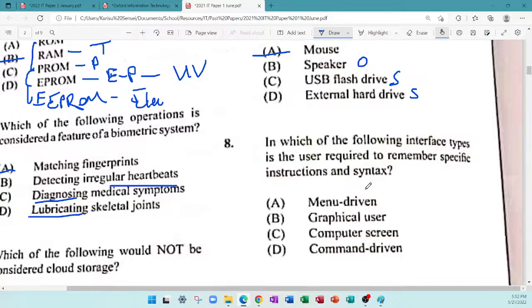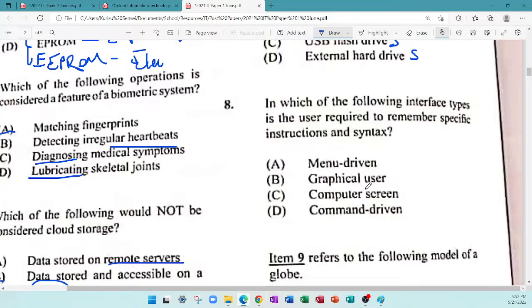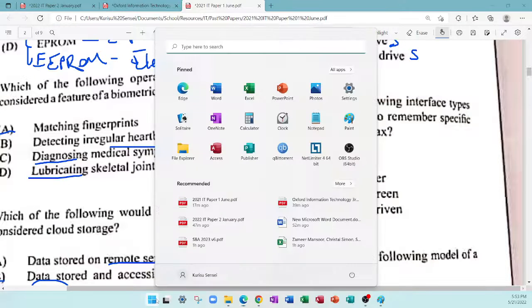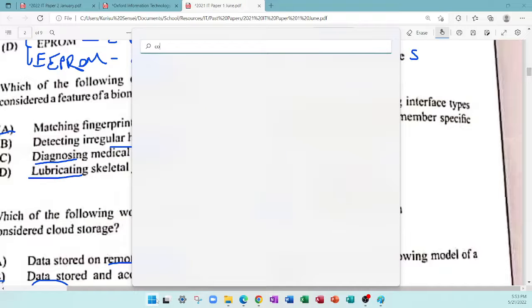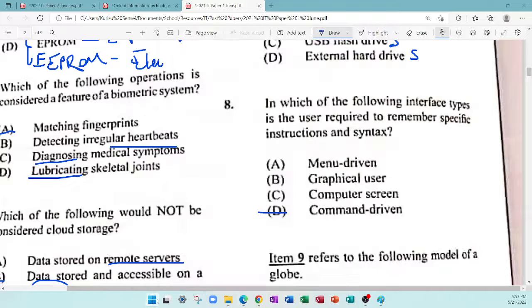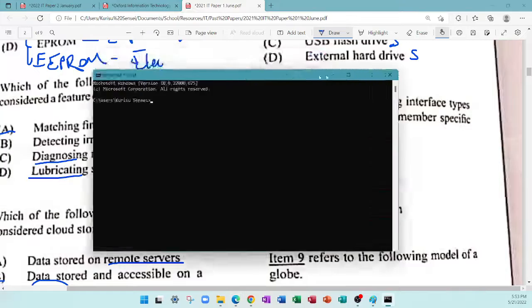Continue. In which of the following interface types is the user required to remember specific instructions and syntax? The command driven. Anybody else? No other attempts? She is correct. The command driven, that has to deal with commands and instructions and so on. An example of that is basically your command prompt.